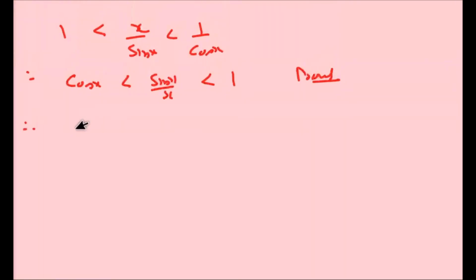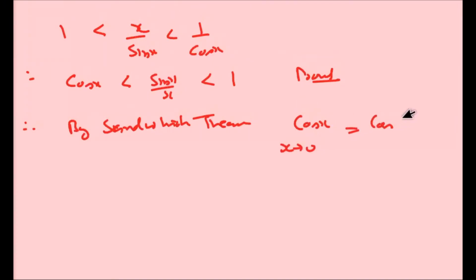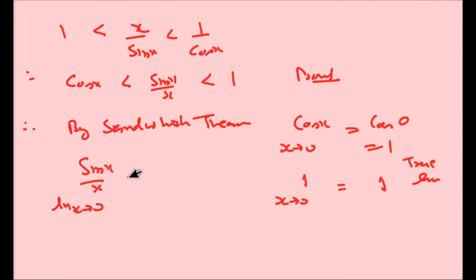Now by Sandwich Theorem, taking the limit of cos x as x tends towards 0, we find the limit is equal to 1. And taking the limit as x tends towards 0 of 1, that is 1. So using the Sandwich Theorem, we can say sin x upon x, the limit as x tends towards 0, is also equal to 1 by Sandwich Theorem.